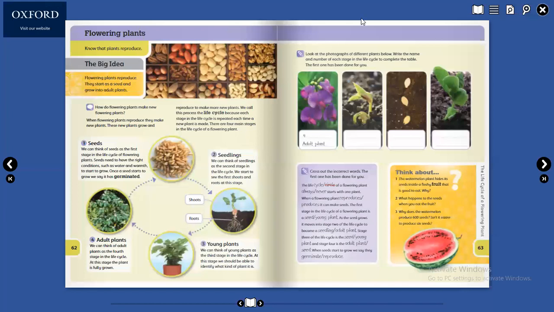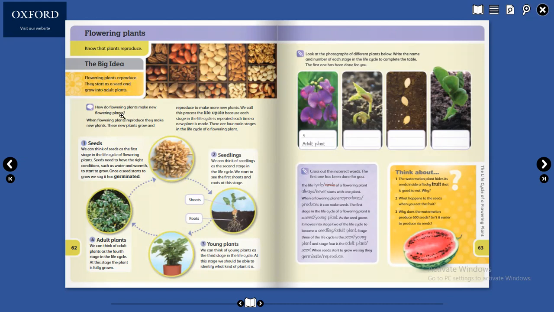Okay, so on the next page, we have page number 62. Here we have flowering plants. To know that plants reproduce. Reproduce means they become more and more and more. Am I right? I'm not good at Arabic. Flowering plants reproduce. They start as a seed and grow into an adult plant. They start as a seed like this. Here you can see, and become adult. How? We will discuss in this.